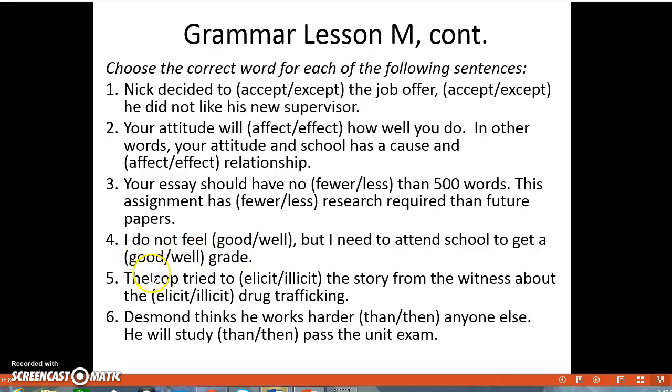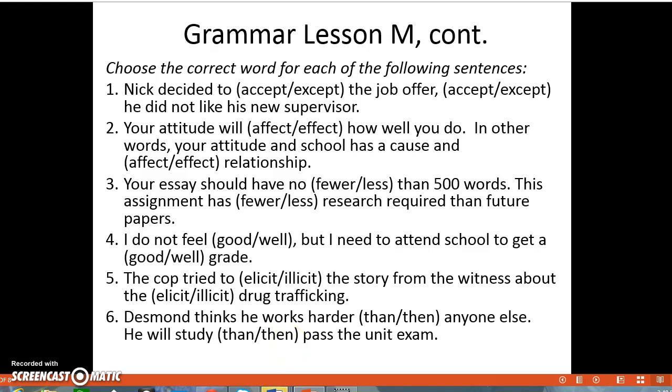The cop tried to, and he's trying to get the story from the witness, so elicit with an E. The cop tried to elicit the story from the witness about the illicit with an I, drug trafficking, because that's unlawful. Six, and I should have updated this, is about a former student, but Desmond thinks he works harder. Okay, we would use than, because he's comparing himself to anyone else. He will study, then with an E, he will pass the unit exam.